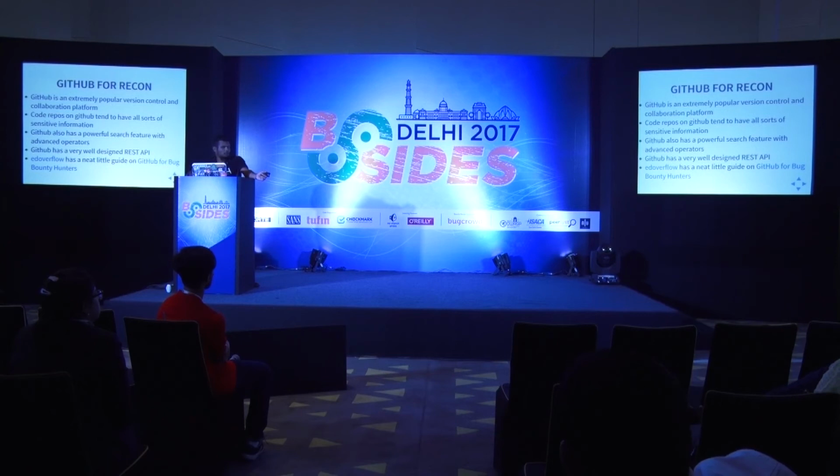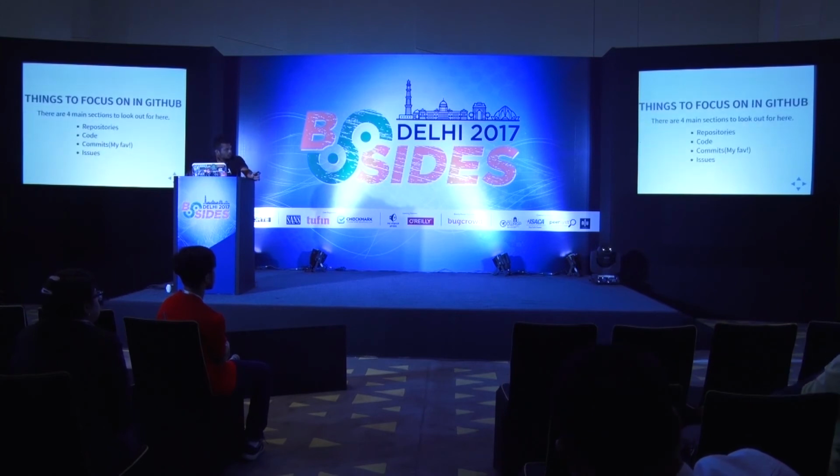Ed Overflow is a fairly popular bug bounty hunter. He wrote an article called GitHub for Bug Bounty Hunters. A few of my next slides are going to be his work. I'm just giving you the credit. So, things to focus on. If you have ever used GitHub, there are four things. One is repositories, which is the project itself. The other one is code, the code files. The other one is commits, and there is something called issues.